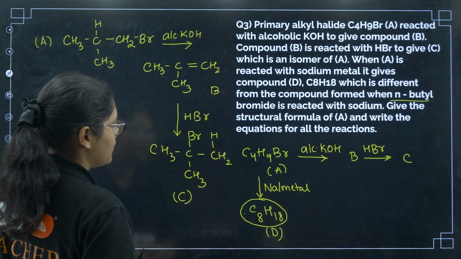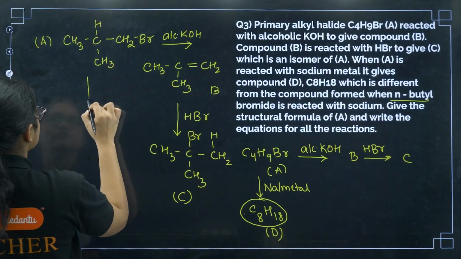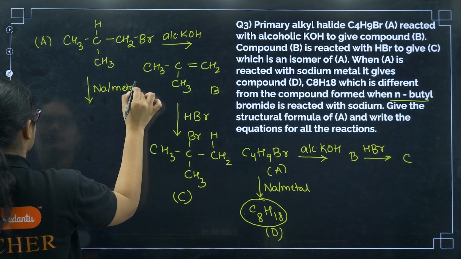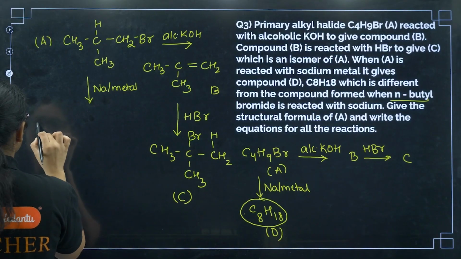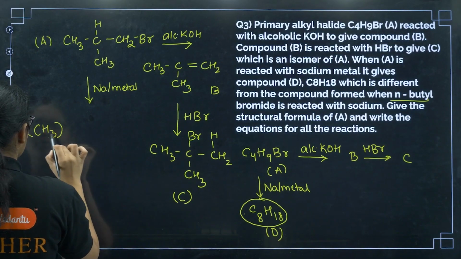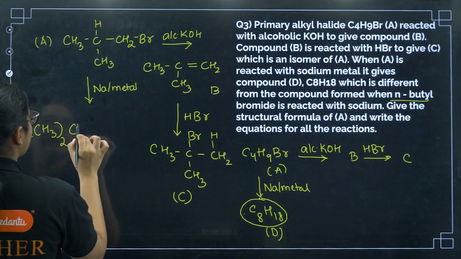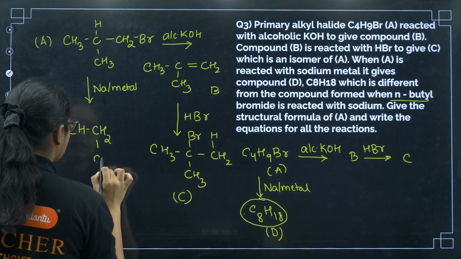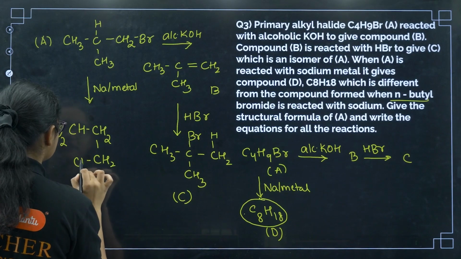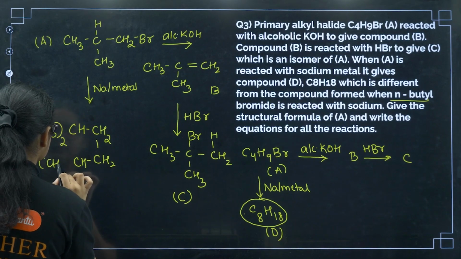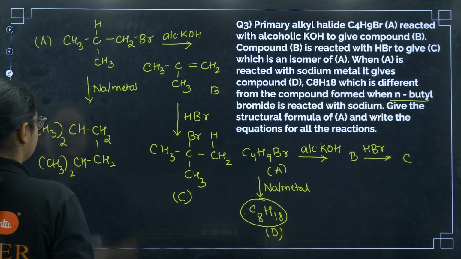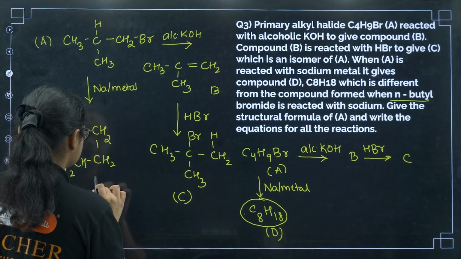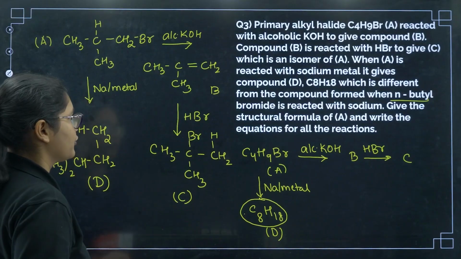Next, you have to write the reaction with sodium metal. If I react with sodium metal, I will get (CH3)2CH-CH2-CH2-CH(CH3)2. Okay, this is clear. So this one is your D, that is C8H18.